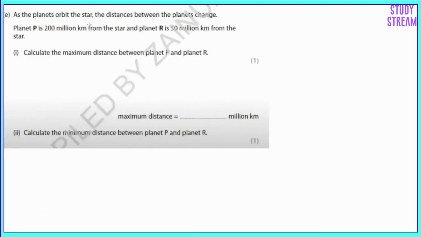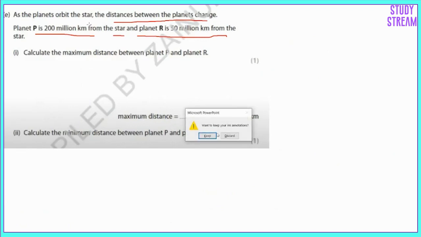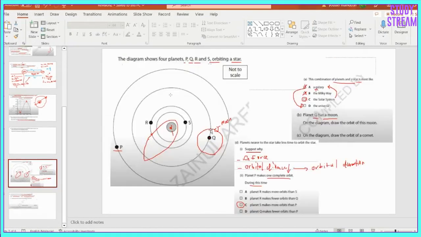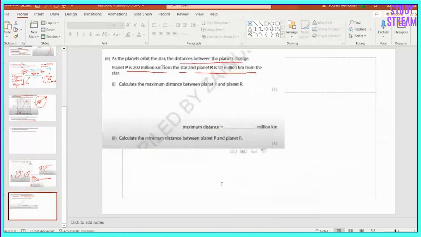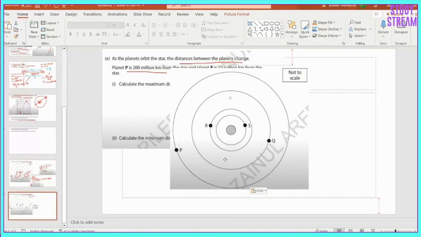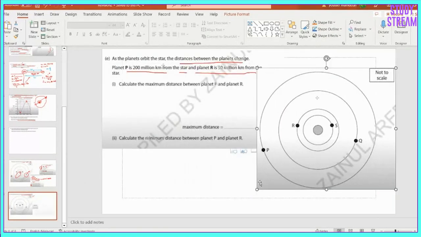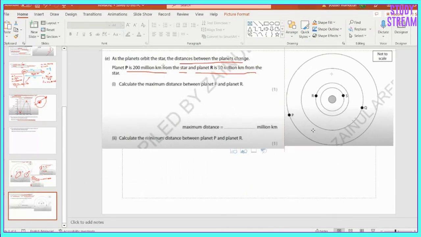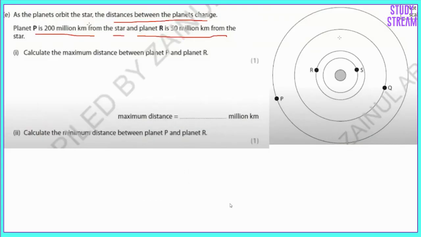Okay. Now, as the planets orbit the star, the distance between the planets changes. Planet P is 200 million kilometers from the star. Planet R is 50 million kilometers from the star. I'm going to bring back the diagram. Sorry, just give me a moment. Okay.